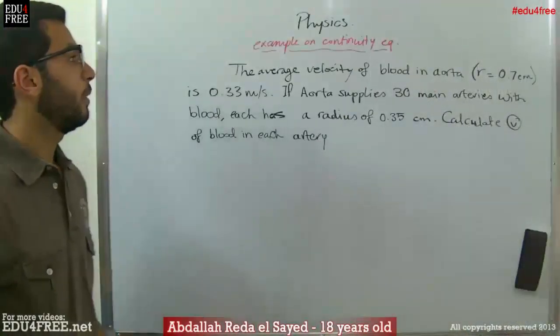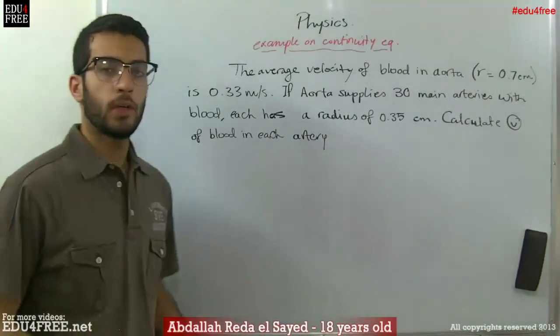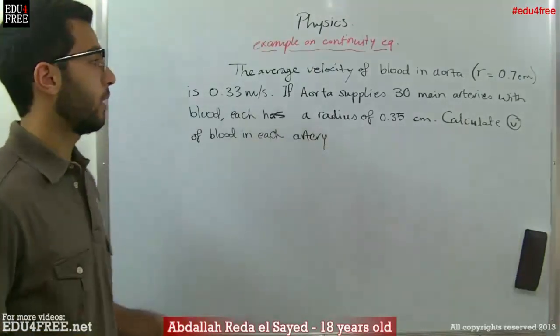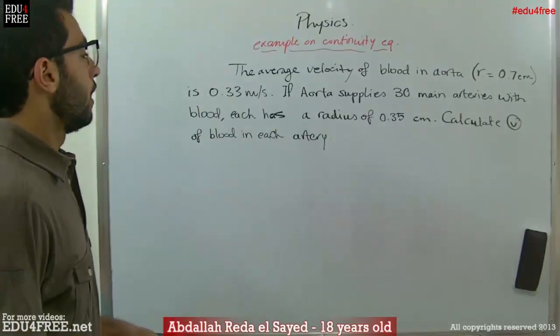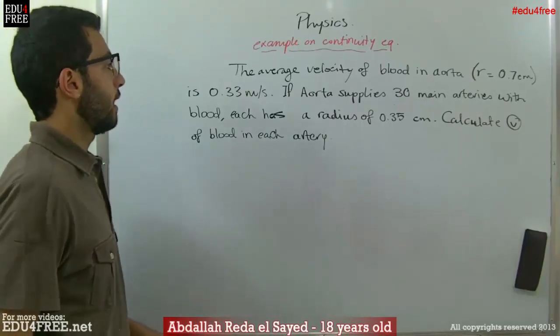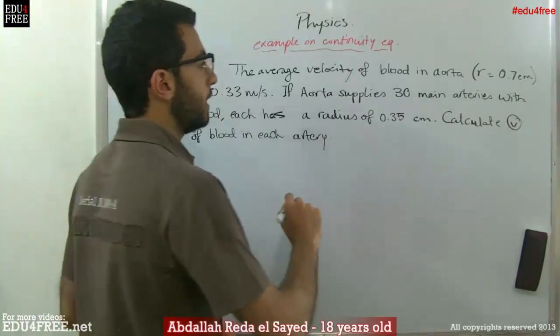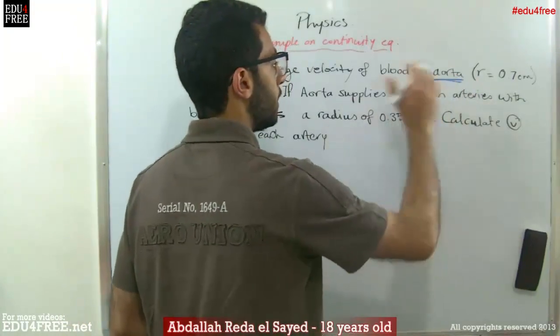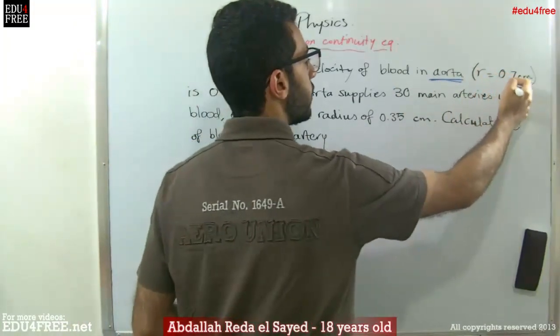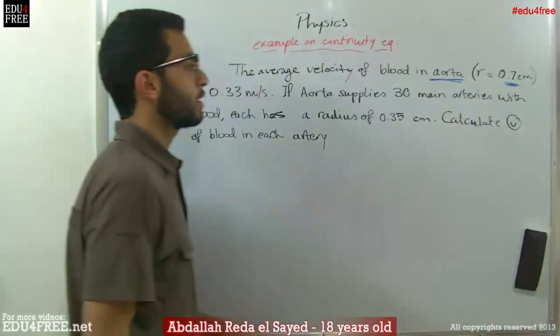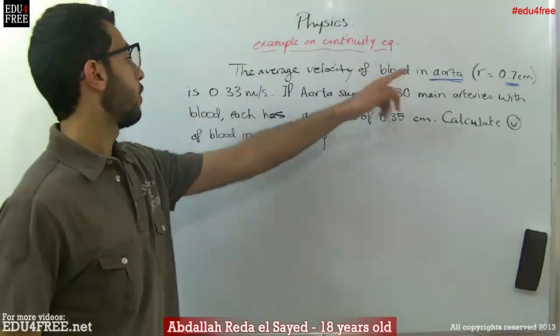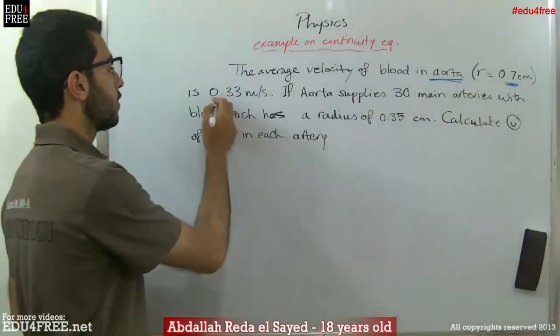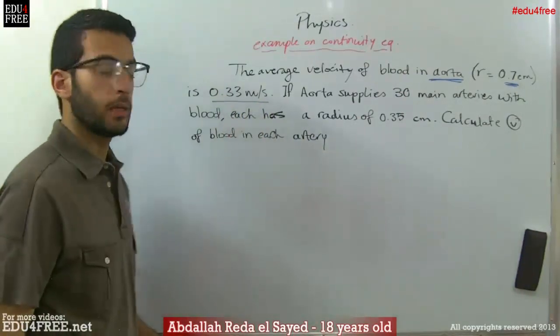Here we have an example on the continuity equation to know how to use it in solving problems. So the example says that the average velocity of blood in the aorta that extends from the heart, and the radius of the aorta is 0.7 centimeters. So the velocity of blood in the aorta is 0.33 meters per second.